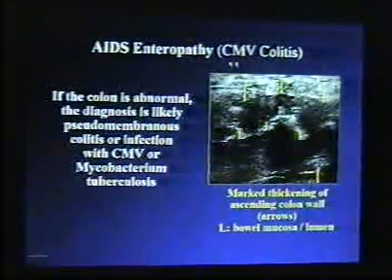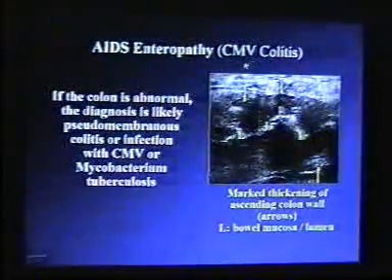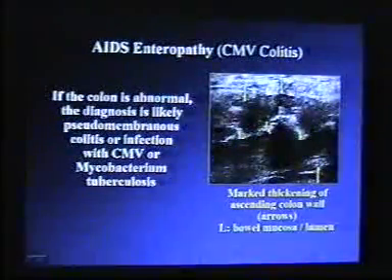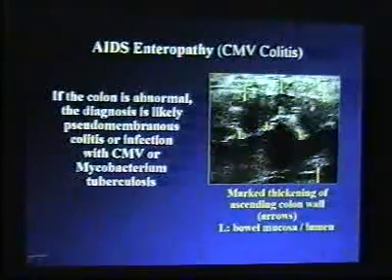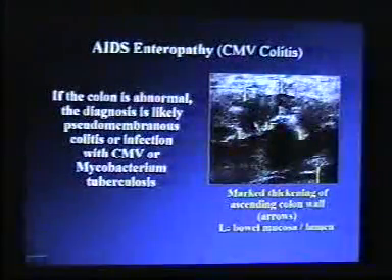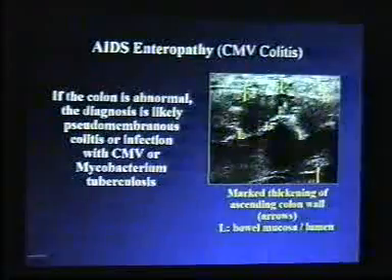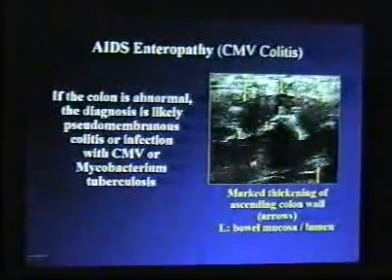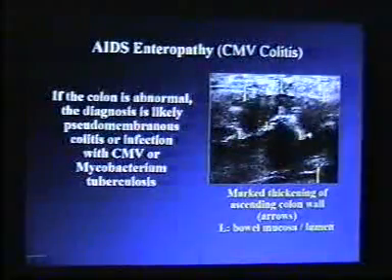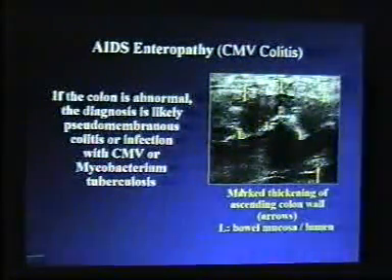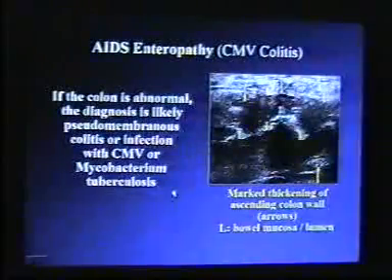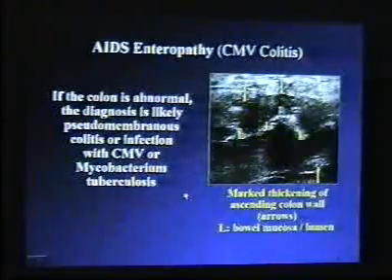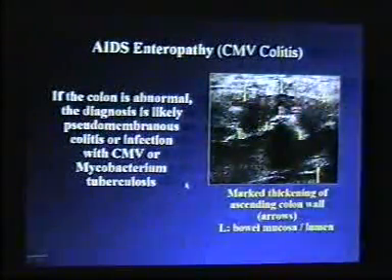There is a case of AIDS enteropathy with cytomegalovirus colitis. You can see the lumen which is hyperechoic and thick walls, inflamed thickened walls. There is marked thickening of the ascending colon wall indicated by the arrows, and this is the hyperechoic lumen. If the colon is abnormal, the diagnosis is likely pseudomembranous colitis or infection with cytomegalovirus or Mycobacterium tuberculosis.